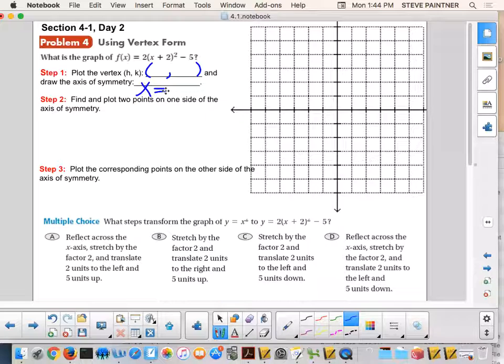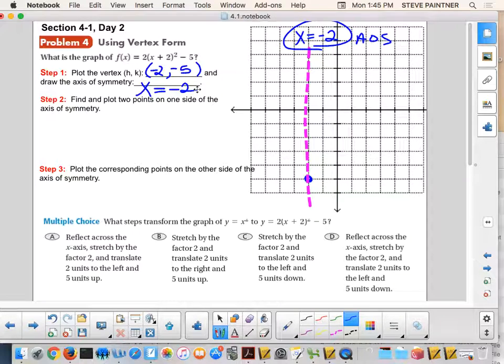Just by looking at the equation, what did you call your vertex? Negative 2, negative 5. Left 2, down 5. Yep, I agree. Which would put me about 2, 3, 4, 5 right here. Good? Okay. Axis of symmetry, the line that cuts it in half. Straight up, straight down. X equals what? Negative 2. AOS, x equals negative 2. Okay.